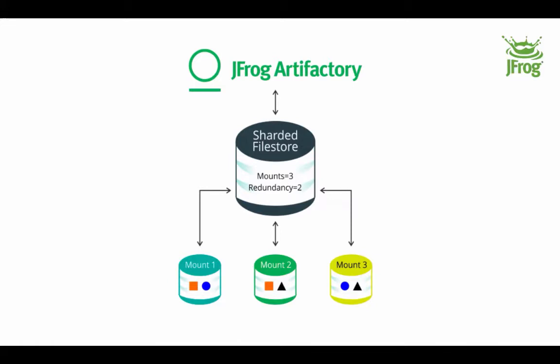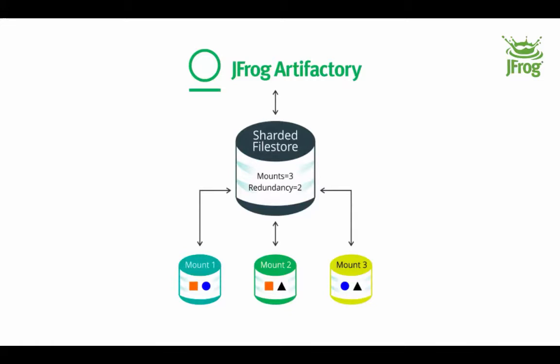Now, any artifact that comes into Artifactory would be written 2 different times, each on a different mount point, right? It's not going to make 2 copies on 1 mount point. It will randomly pick 2 different mount points and write on those 2 mount points. So it means that if one of those mount points goes down, you have a backup copy. You have another copy available from a different mount point.